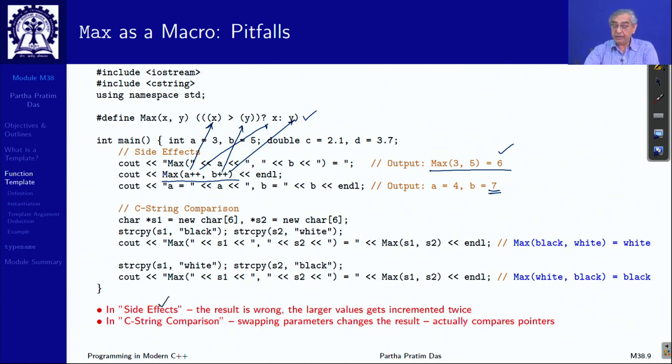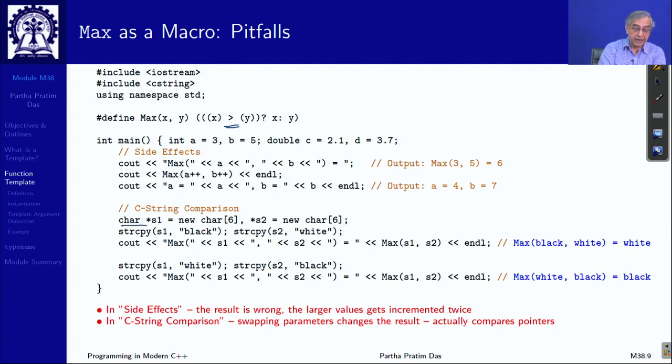The other side effect is what will happen if I try to do it for a type for which this comparison operator is not appropriate. So, I have char star S has 2 strings, and I have put black in one and white in the other, and I do the max. I have just swapped the order in which I have put them. You can see, if you just do the first one, you might think that it is working correctly, because you get white. But if you do the other, you will see that it is not working, it is giving you black.